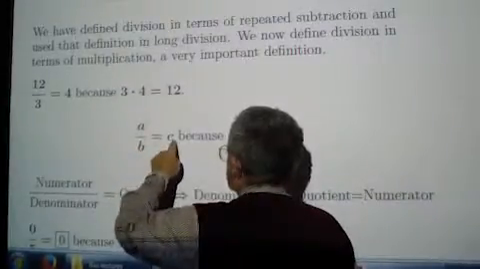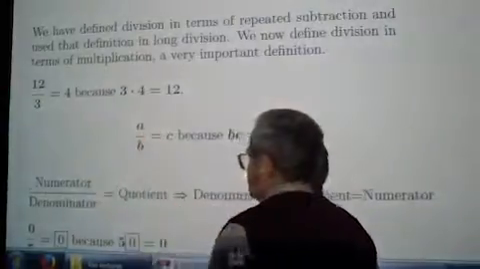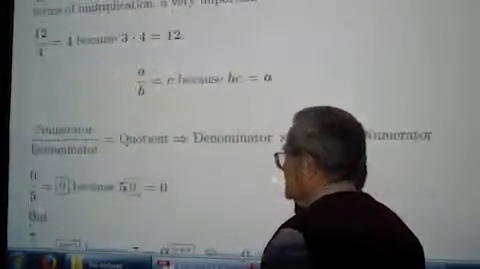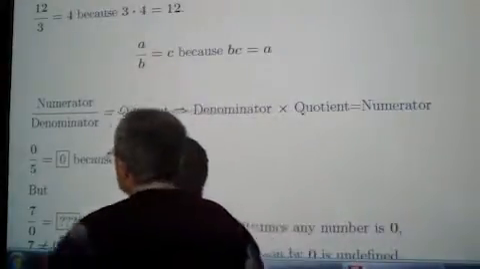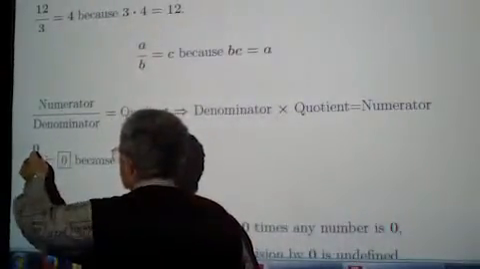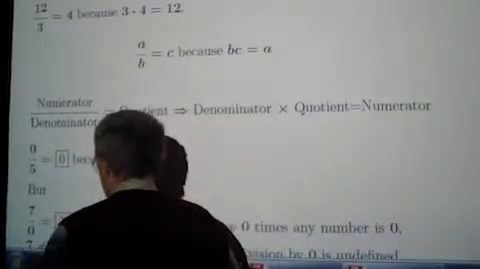Numerator over denominator is quotient. Denominator times quotient equals numerator. What is 0 divided by 5? Multiply the 5 by 0, you get 0. 5 times this 0 gives you that 0.